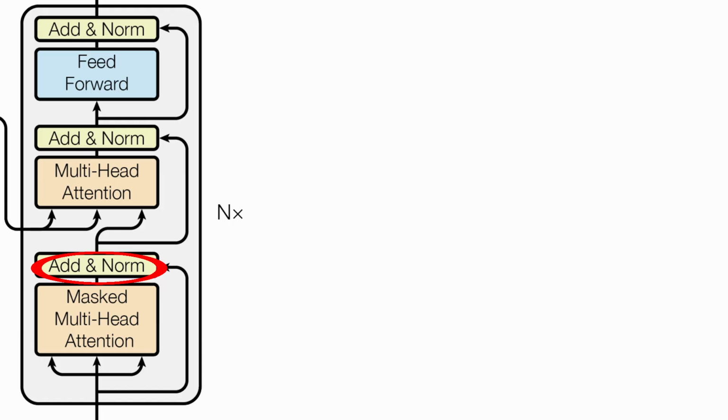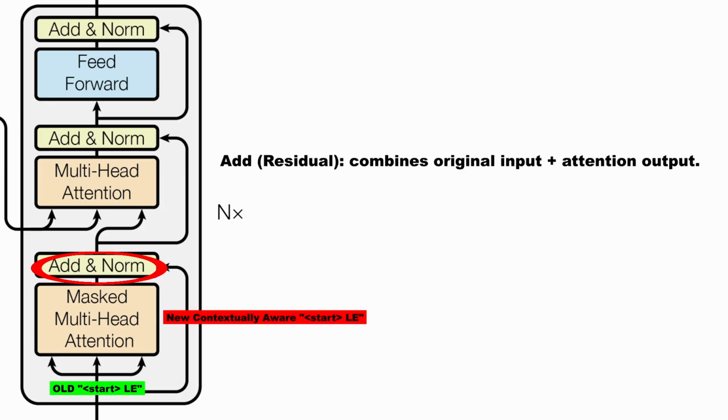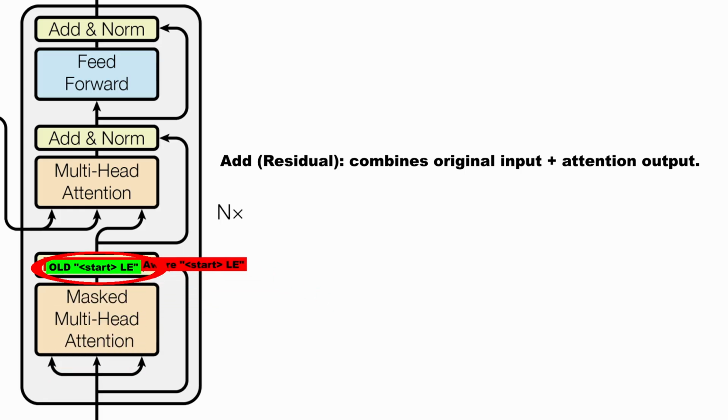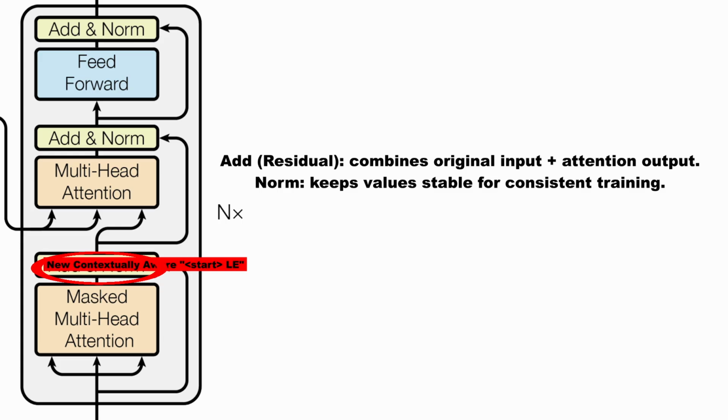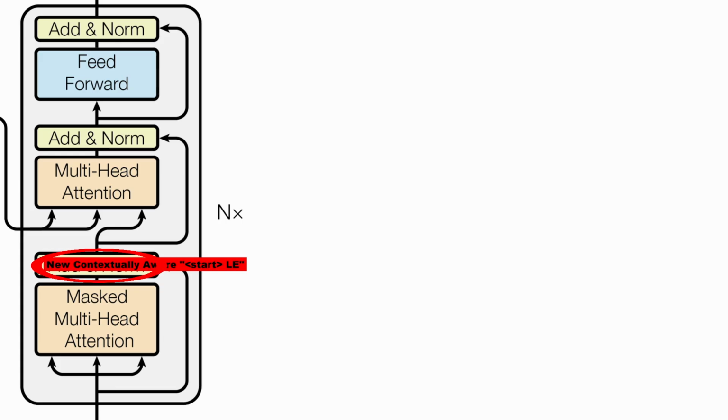Finally, the output from this attention layer goes through the residual connection, which adds the original input back in and keeps context from being lost, as well as normalization, which stabilizes values for the next layer. This helps prevent the model from forgetting what it already knew before attention. Now we move on to the next layer. We will refer to this layer as the encoder-decoder attention layer.